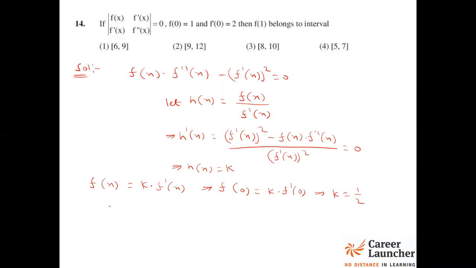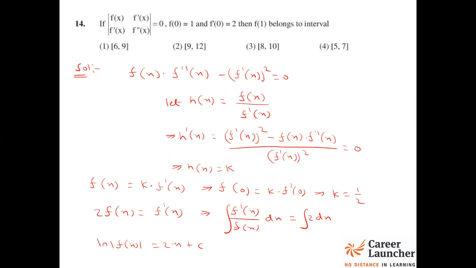So from this we can say that f of x is equal to f dash of x upon 2, or you can bring 2 to this side. Now interchange the terms. So f dash of x upon f of x dx will be equal to 2dx. Now integrating on both the sides, what will be the integration for this? Ln mod f of x is equal to 2x plus c.